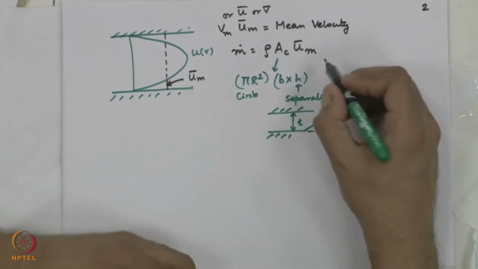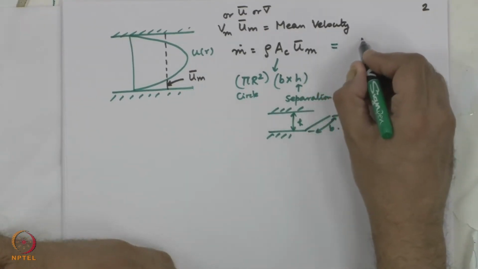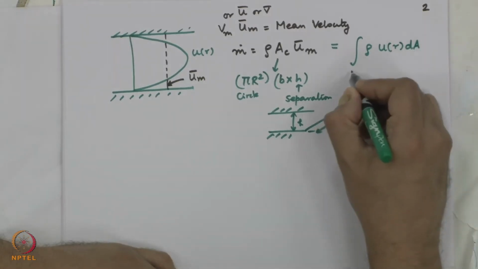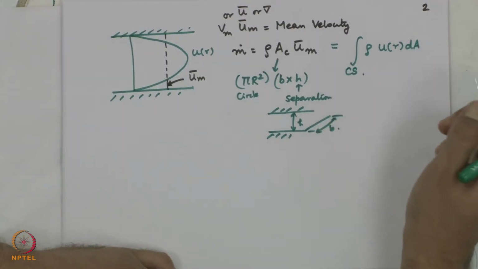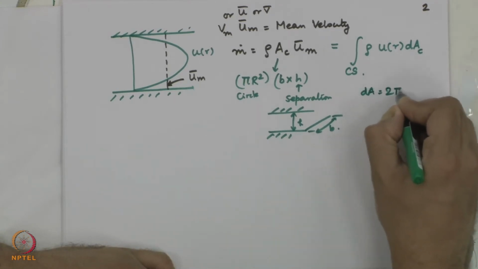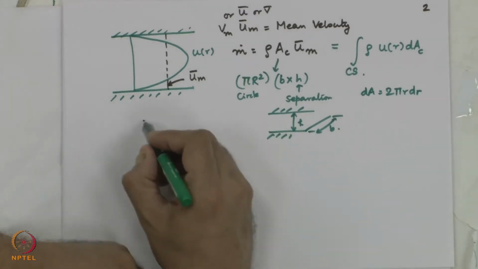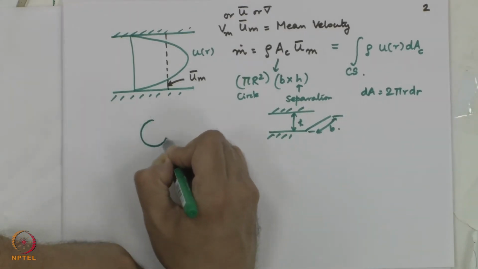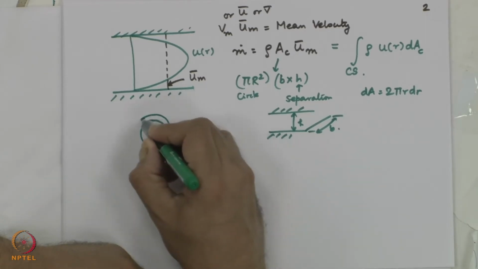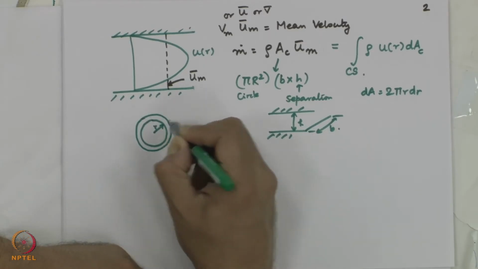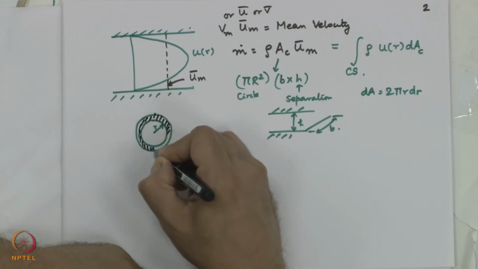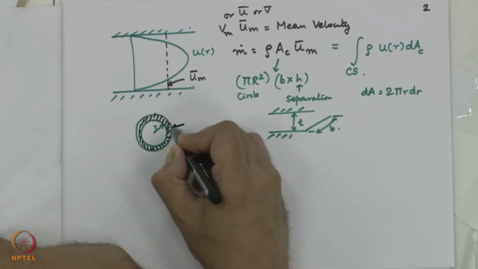Um is this number that we are trying to calculate, and that in effect is equal to the integral of rho u of r dA integrated over the cross sectional area. This dA for a circular pipe is 2 pi r dr. It is basically analogous to a strip at a location r from the center. The strip has a thickness dr. So, the area of the flow is nothing but 2 pi r, which is the circumference of the inner ring, times the thickness dr.